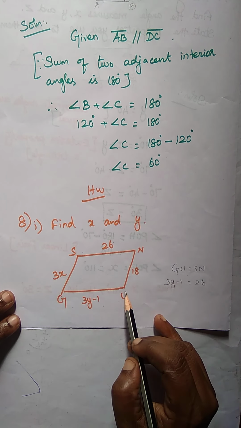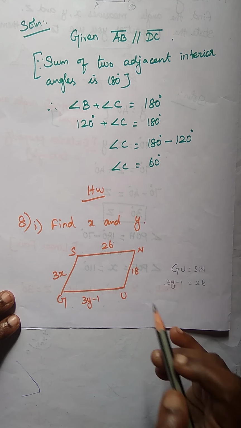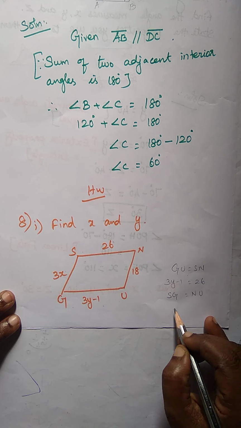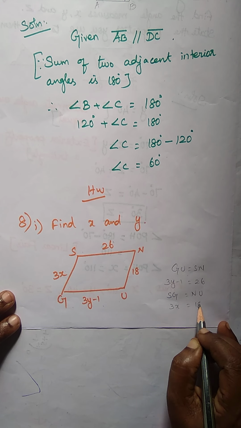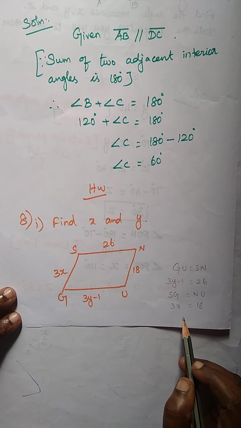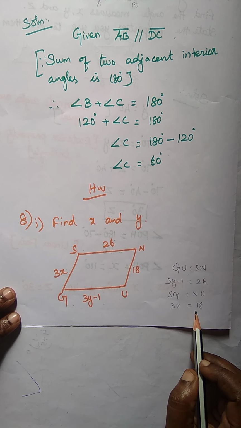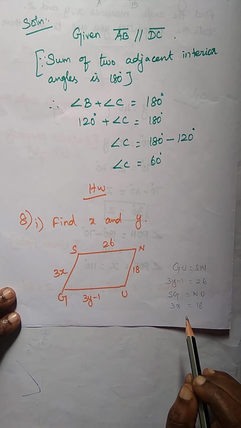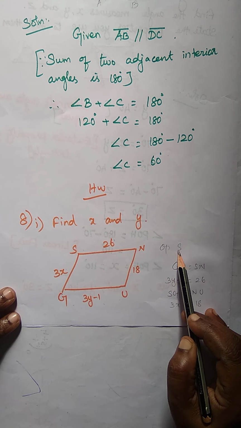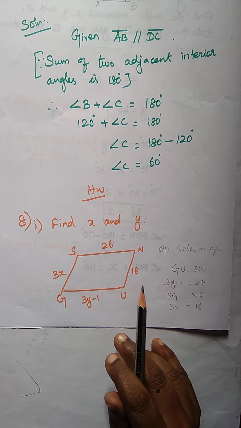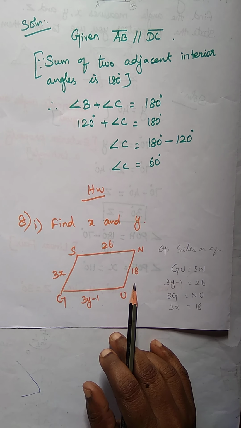Okay, next one, these two sides are equal, so SG is equal to NU. SG is what? 3x is equal to 18. So we find the value of x. Okay, 3 comes to division, so we find the value of x. So we can find x and y. This property is what? Opposite sides are equal. Using that property you will find the solution of the given question.